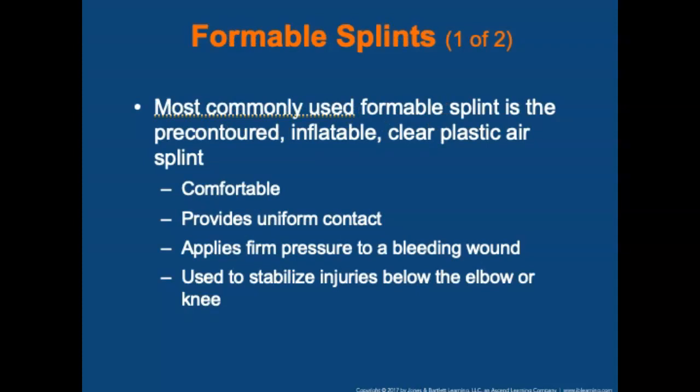Okay, next we're going to talk about formable splints. This is the second type of splint. The most commonly used formable, or soft splint, is a pre-contoured inflatable clear plastic air splint. Always inflate the splint prior to applying it. The air splint is comfortable. It provides uniform contact and has the added advantage of applying firm pressure to a bleeding wound. Air splints are used to stabilize injuries below the elbow or below the knee.